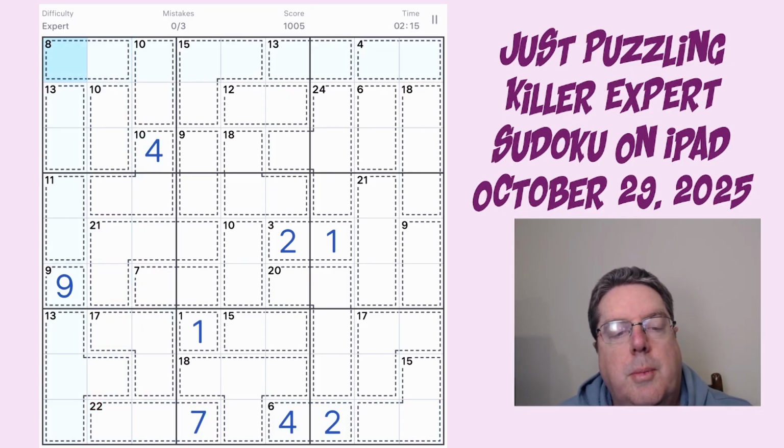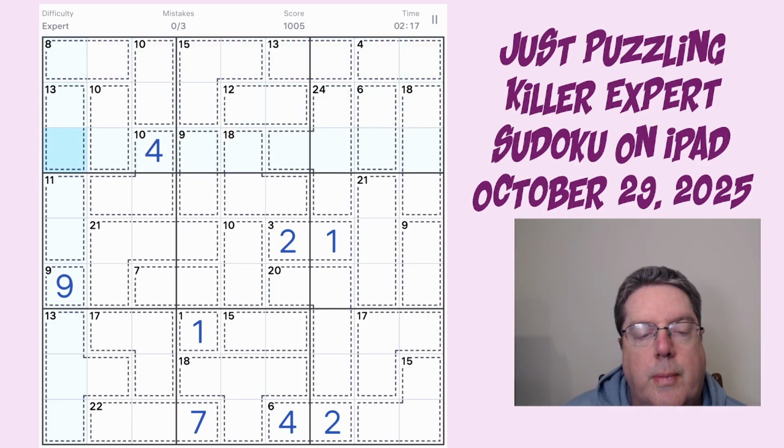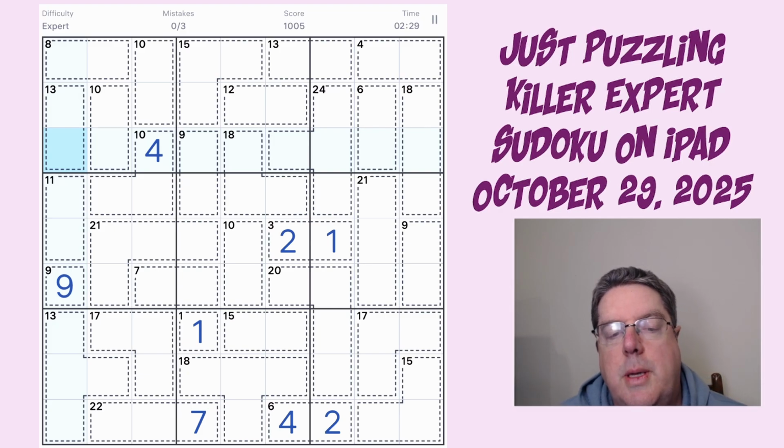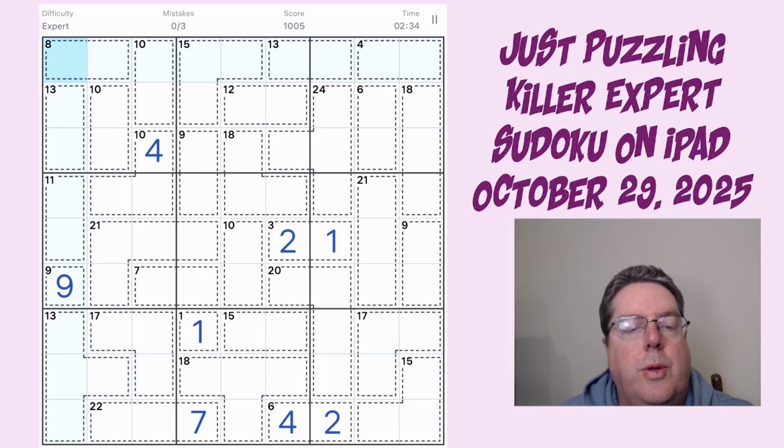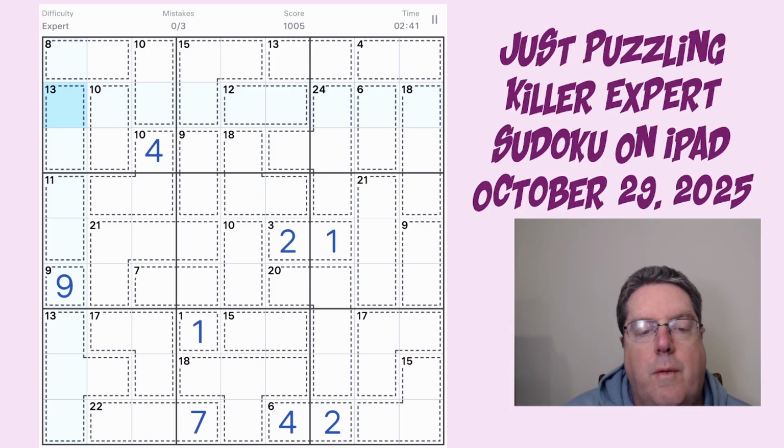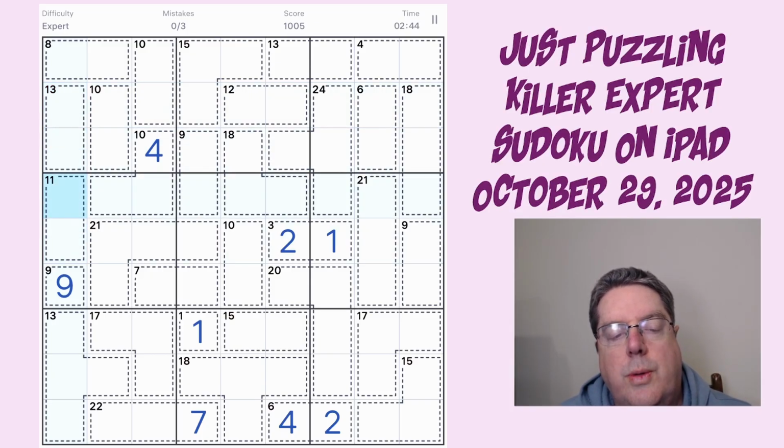Alright, so 6 can be in here or here. So let me just show you. 1 and 3, it makes up this. That means that this is going to be 2 and 6. So 2 and 6 is here. This is going to be 8 and 5. And 8 and 5 there. So 8 and 5, 2 and 6. So 9's out. 8 and 5 are out. So this is going to be 4 and 7.